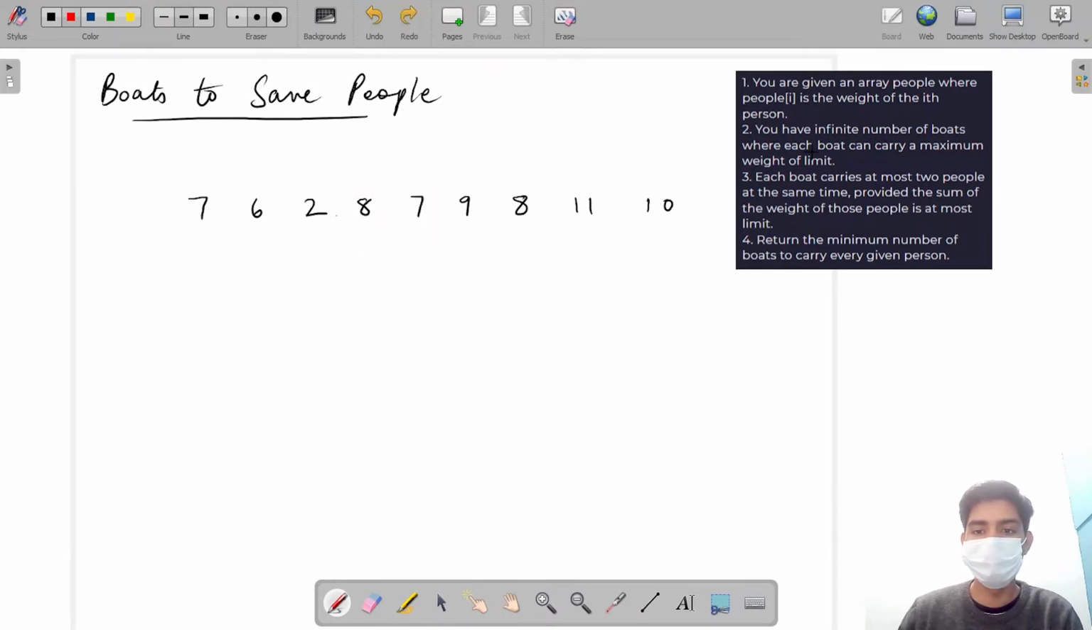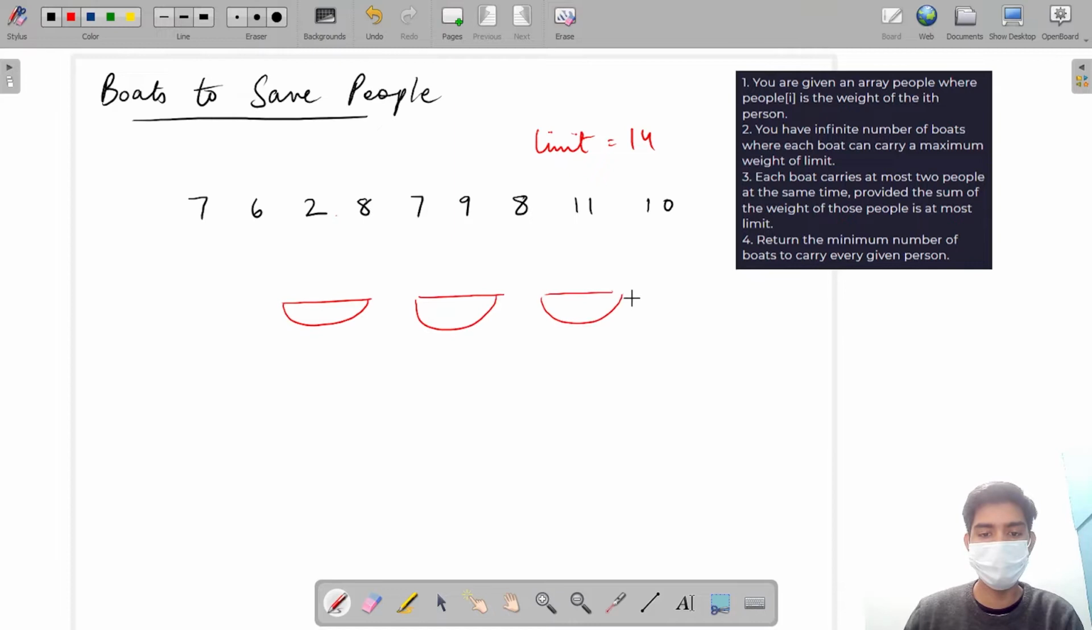Okay, so you have infinite number of boats where each boat can carry a maximum weight of limit. So let's say I have a limit of 14, right? And I have infinite number of boats, and every single boat can have the maximum weight limit of 14.